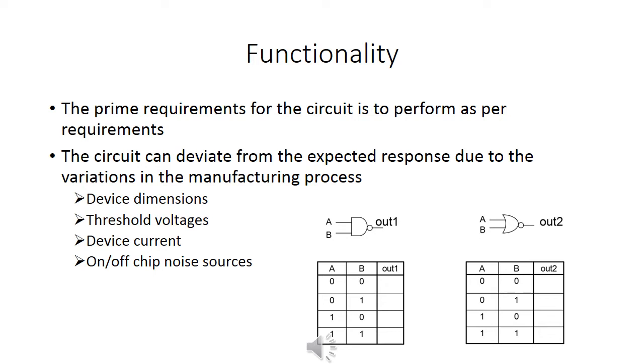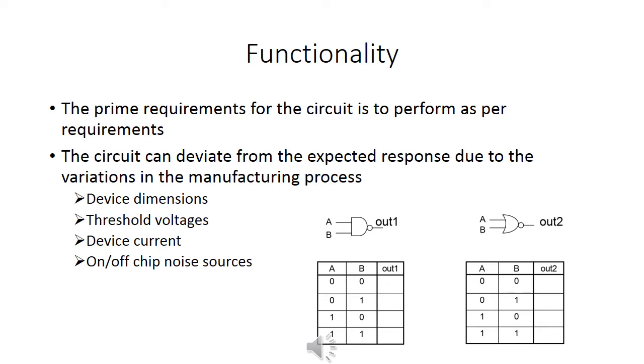The prime requirement for a circuit is to perform as per requirements. As we can see, if we design a NAND gate or a NOR gate, it has to perform as per its truth table. Or even if we are talking about a higher level design, let's talk about an adder. If we design an adder, then the adder needs to add two numbers and add them correctly.